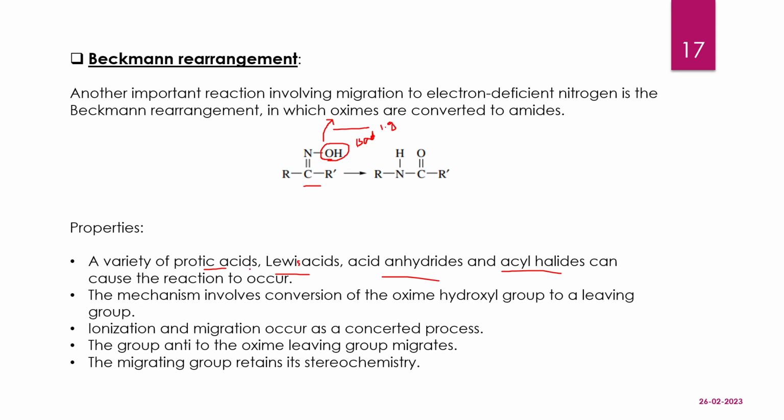So ionization and migration occur as a concerted process. When this OH group is turning into a good leaving group, this bond will shift, and the migration and the removal of the OH all happen in a concerted process, and the group anti to the oxygen leaving group migrates. See, so there is a rearrangement. The bond that shifts is the one anti to this N-oxygen bond. See, if we show with this color, another pen.